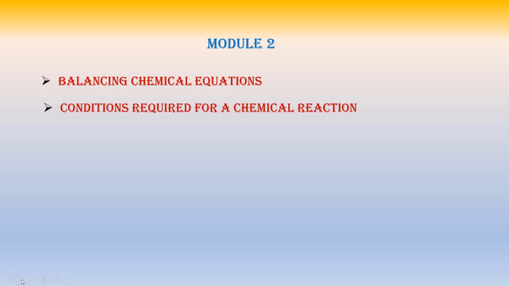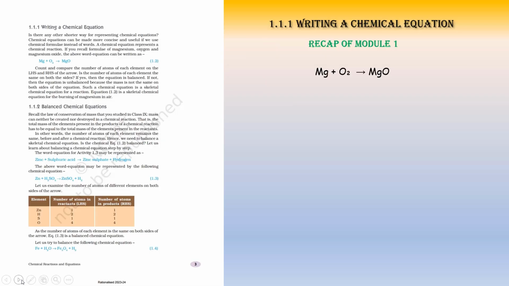So if you are here to learn how to balance chemical equations or to revise what you have already learned in your previous classes, I urge you to sit with a notebook and a pencil. Chemical equations are balanced based on the trial and error method, so there may be mistakes while you are balancing. You can erase and carry on with the balancing process. Before starting, let's recap module 1.